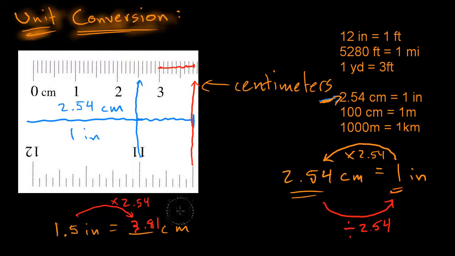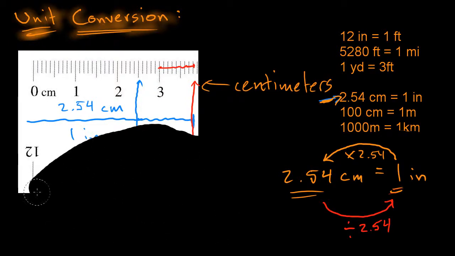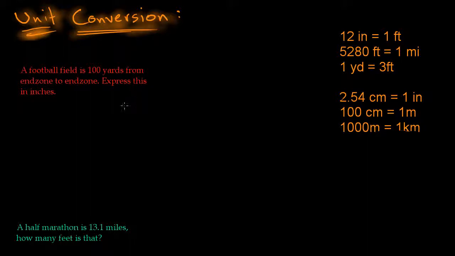Okay, well, that's how you convert from inches to centimeters. Let's try practicing some other conversions and see how they work out. Let's do 2 examples. A football field is 100 yards from end zone to end zone. Express this in inches. So if I start with yards, which I see here in my conversion facts, and I need to convert them to inches, well, it's going to take 2 steps. I'm going to convert yards to feet. And where do I see feet and inches? Up here. And feet to inches.